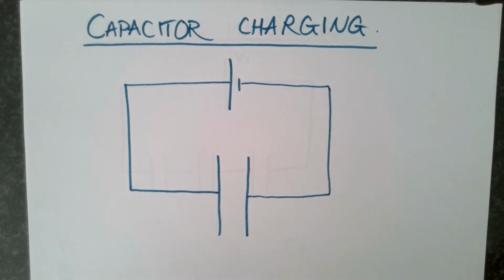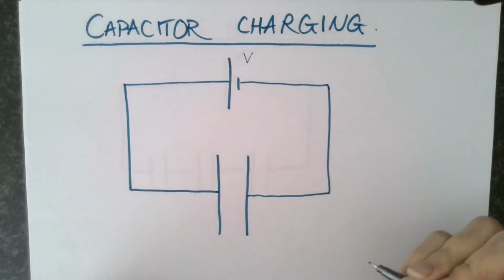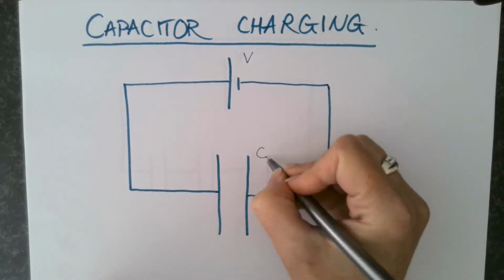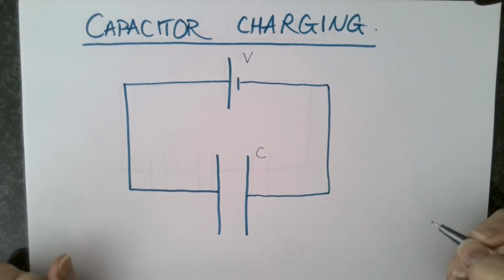Today we're looking at capacitor charging. First, for a simple single capacitor with a supply cell, of voltage V. We've got a capacitor of capacitance C in our circuit, and then we'll look at capacitor charging in series and in parallel.